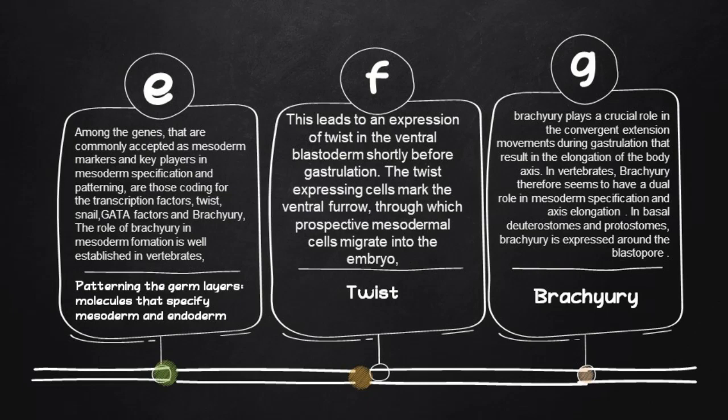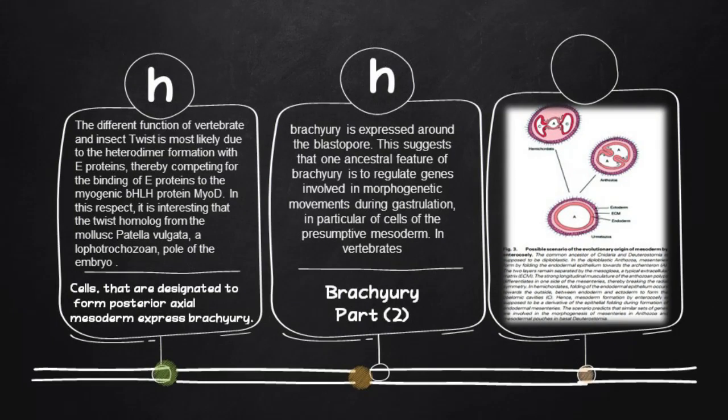And we talk about brachyury part 2, with more explanation. H. The different function of twist in vertebrates and insects is most likely due to heterodimer formation with the E proteins, thereby competing for the binding of E proteins to the MyoD-related bHLH protein. In this respect, it is interesting that the twist homologue from the mollusc Patella vulgata, a lophotrochozoan, is expressed at the pole of the embryo, in the cells that descend from the posterior axial mesoderm, and they express brachyury.